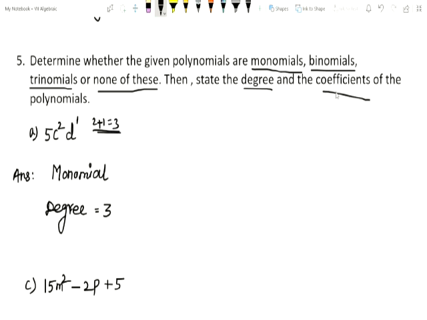Next, what you want to say? Coefficient. So coefficient equal to, what is the coefficient? 5. What is meant by coefficient? Coefficient is a number multiplied with the variable. So here 5 is multiplied with the variable. So 5 is the coefficient. Do you understand, children? Do you have any doubt? Okay, children. See the next question.